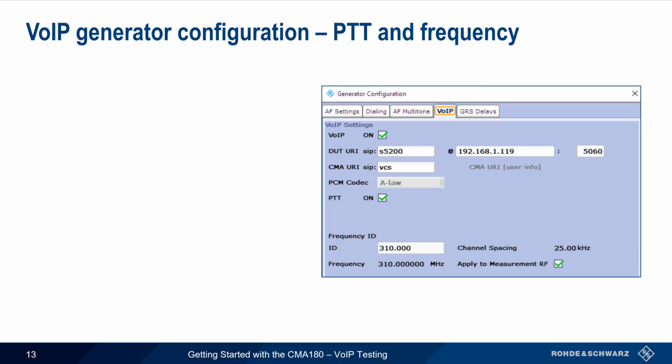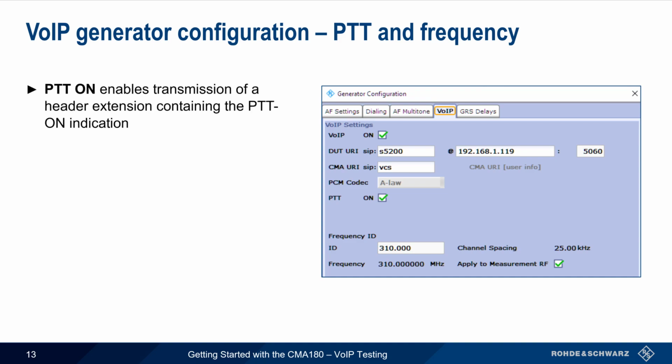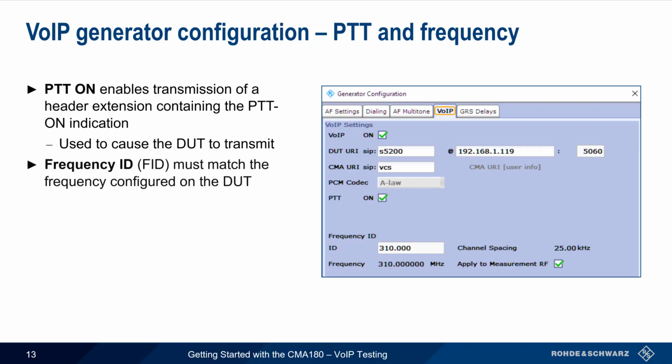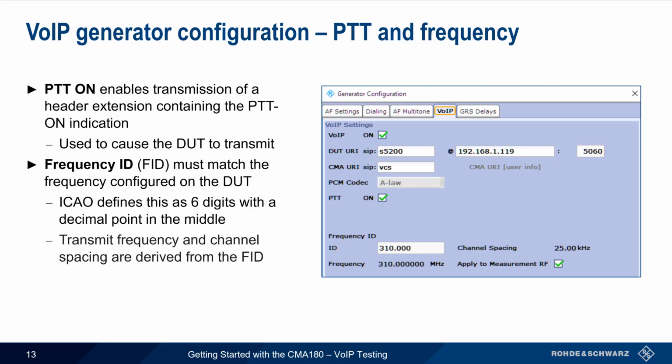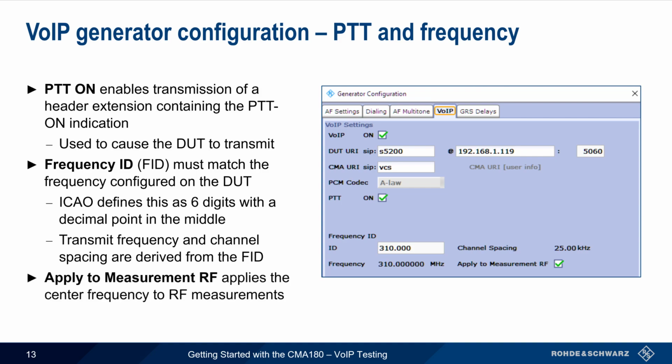The last group of parameters includes the PTT on checkbox. If this is enabled, a special PTT header extension is included in the VoIP packets, and this is used to cause the DUT to begin transmitting an RF signal. Recall that the frequency ID must match the frequency configured on the DUT, and this is given in ICAO channel format, that is 6 digits with a decimal point in the middle. The displayed transmit frequency and channel spacing are derived from this frequency ID. And lastly, the checkbox Apply to Measurement RF causes this frequency value to be copied to the RF measurement or analysis function.